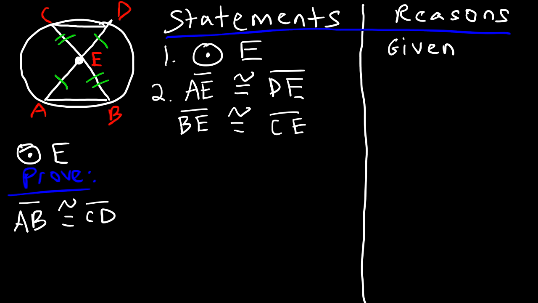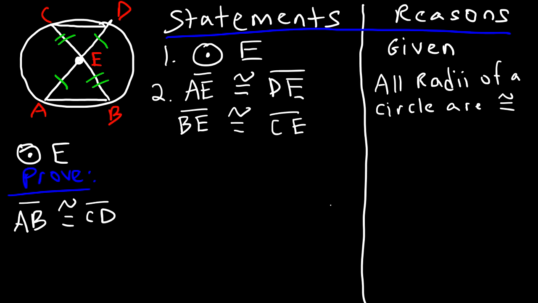So what should we put in the second column for this statement? What's the reason? Well, the reason is simple. All radii of a circle are congruent. So that's the reason. Now let's move on to step 3. What else can we say?